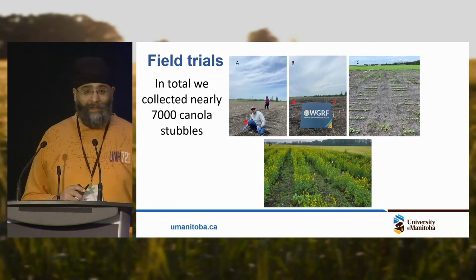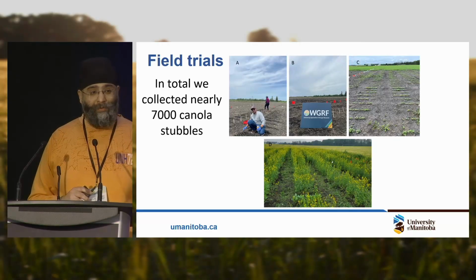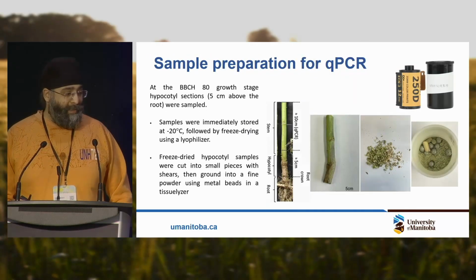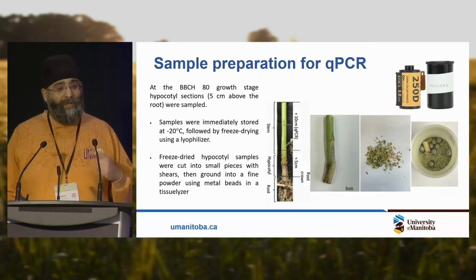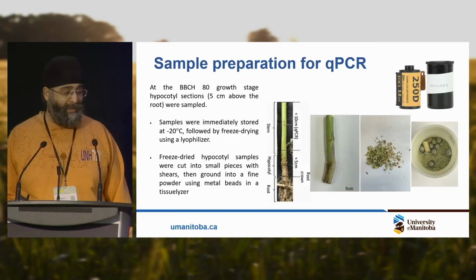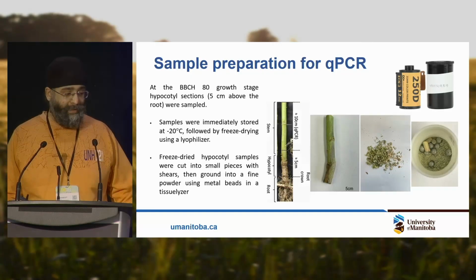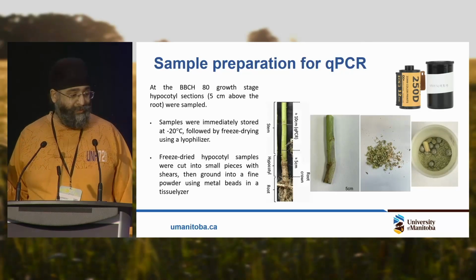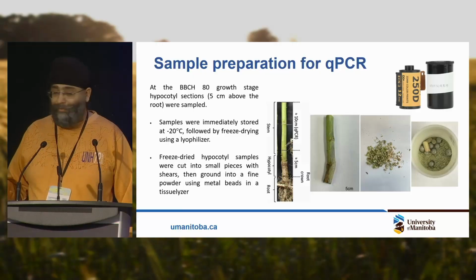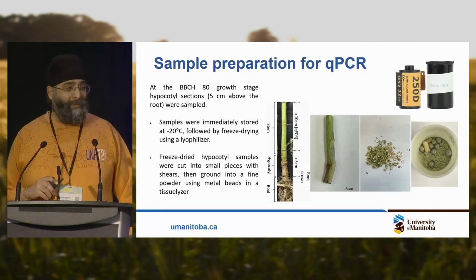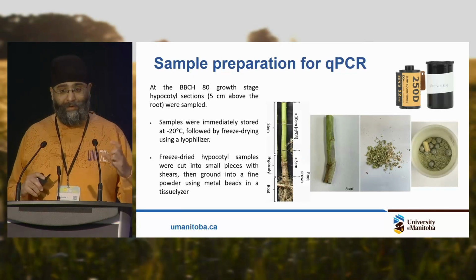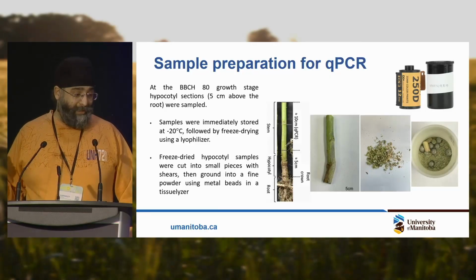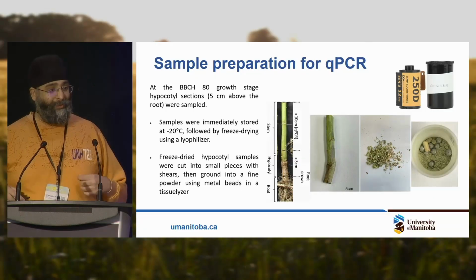So in any growing season, we go out in the field and we collect around 7,000 canola stubbles. We bring them back to the lab. We take 5 centimeters above the soil surface, and we freeze this sample as soon as we can. We freeze dry it, and then we grind it in containers using metal beads. Mind you, these containers are old film canister containers, which people my age would know, from the film which existed back in the day, and people still use it. So we go to a photo studio and source these out.